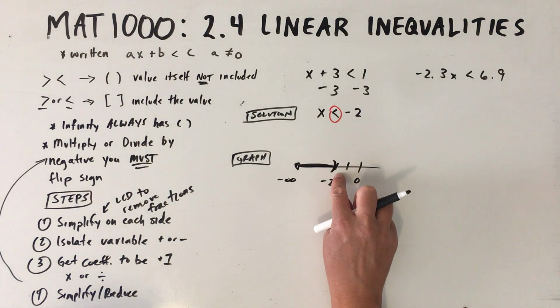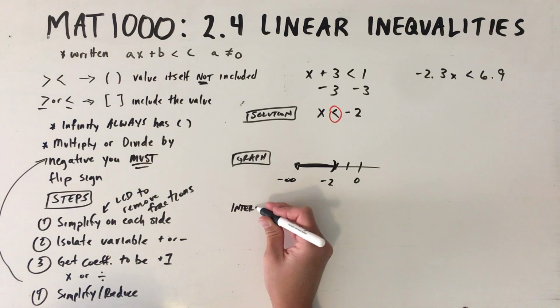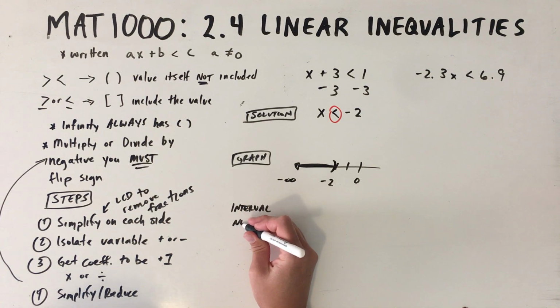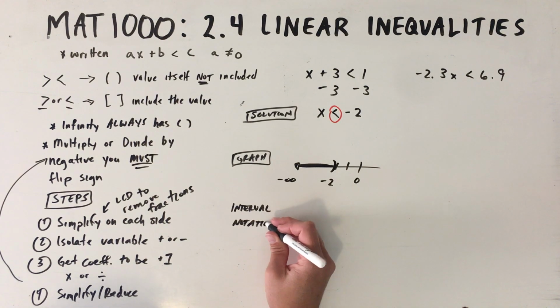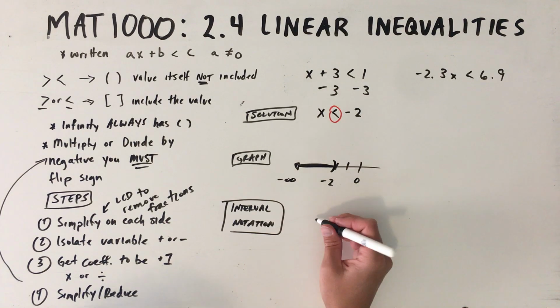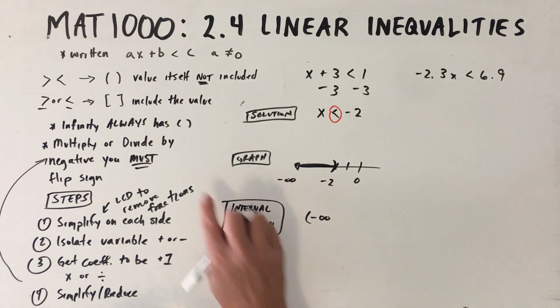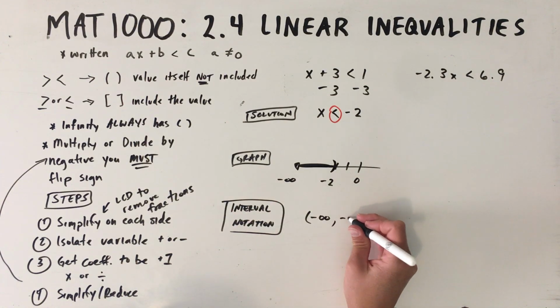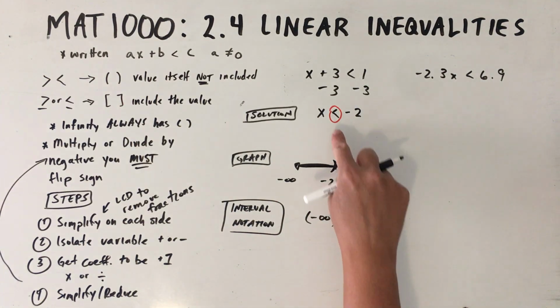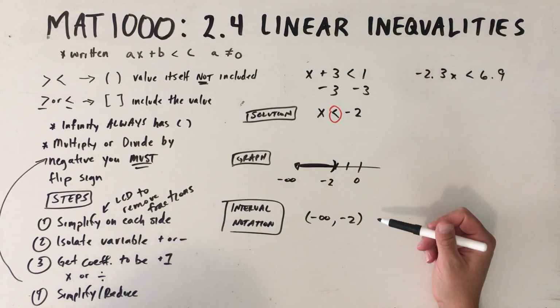Then if I want to write this in interval notation, okay, then I'm going to read this graph from left to right and say I'm talking about all the values from negative infinity, which always has parentheses, to negative 2, but not including negative 2 because there's no equal to part of this statement. Okay, so this is solving.